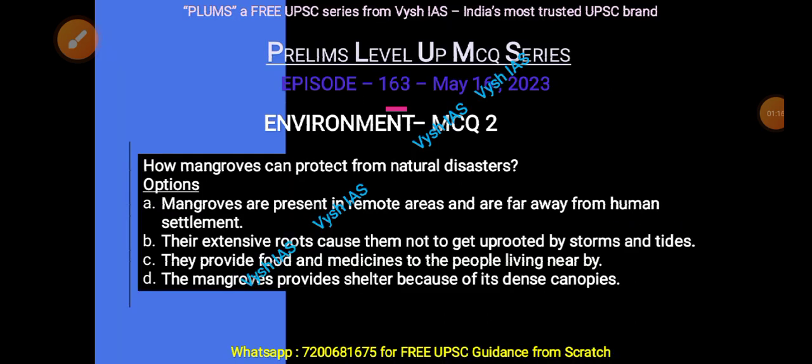How can mangroves protect from natural disasters? I think it's a simple one. A, mangroves are present in remote areas and are far away from human settlements. B, their extensive roots keep them from getting uprooted by storms and tides. C, they provide food and medicine to the people living nearby. D, the mangroves provide shelter because of their dense canopies. Now let us see the answer.